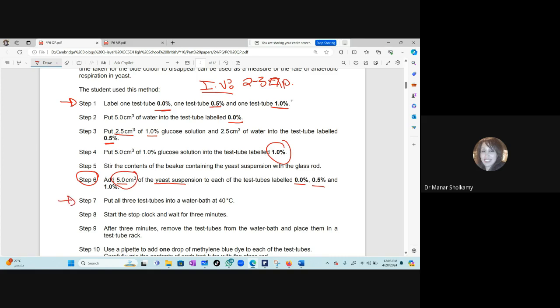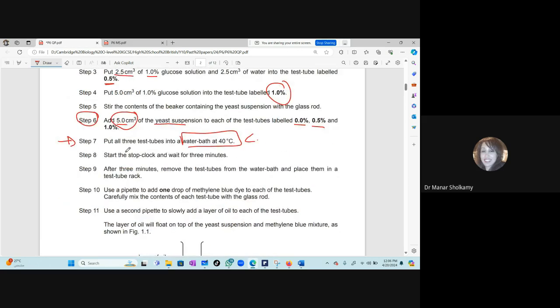Step 7, put all 3 test tubes into a water bath at 40. So this is another control. This is how I want you to read the investigation. As you are going along with a pencil, mark the variables, the control, so that when you come to answer questions, you will find what you want quickly and you will not waste time. Step 8, start the stop clock and wait for 3 minutes. So this is the time here in minutes.